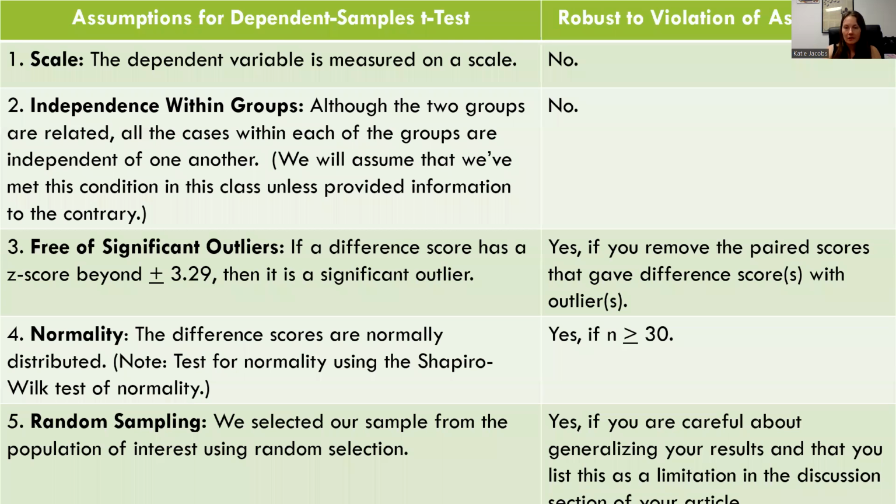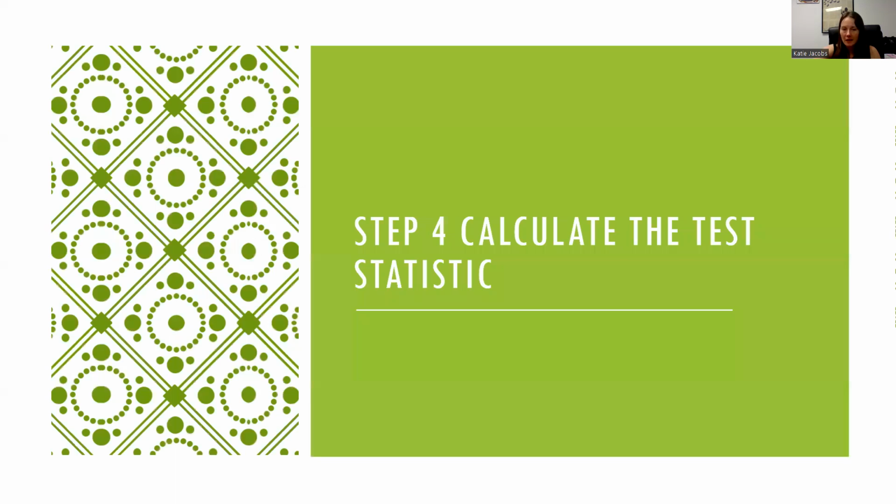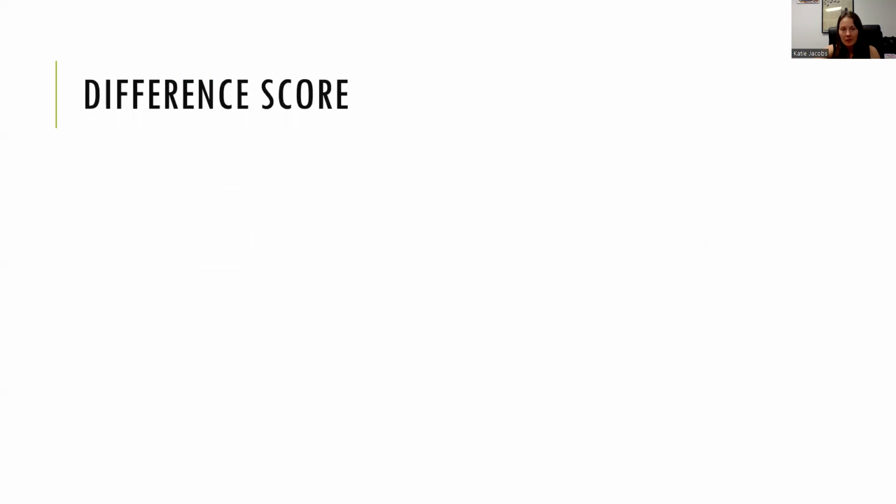All right, so here we have a table that you can use to review our different assumptions for the dependent samples t-test. We're not going to go back through these because that's what we've done in the previous slides, but it's nice to have a little bit of a summary for the materials. All right, so then step 4, we're going to calculate the test statistic value.